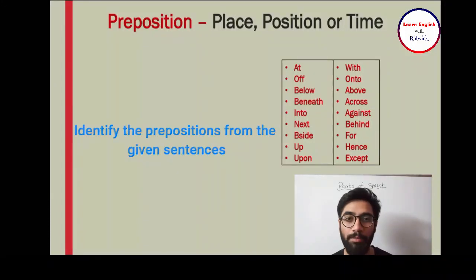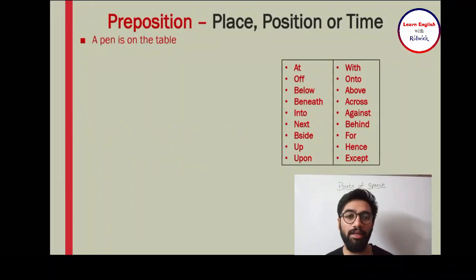Let's have a look at some examples. A pen is on the table. Can you identify the position of the pen? Yes. On what basis can you identify it? That word is a preposition. You have to list it down.